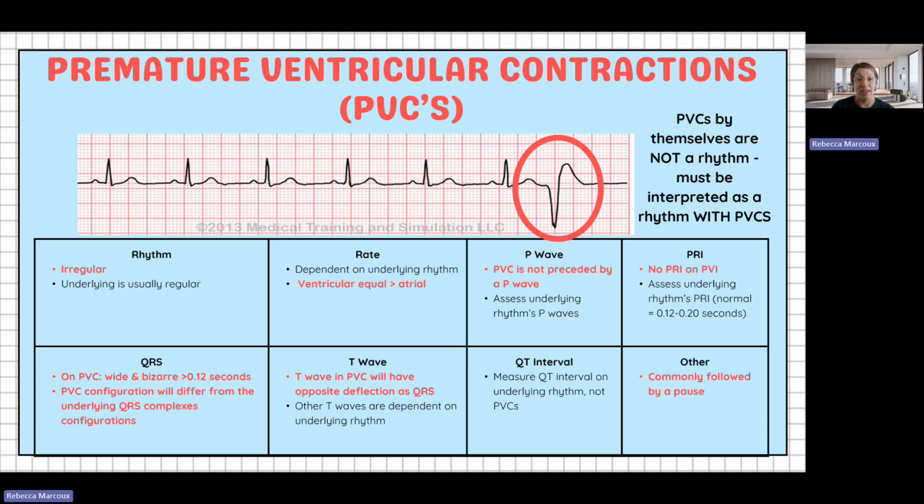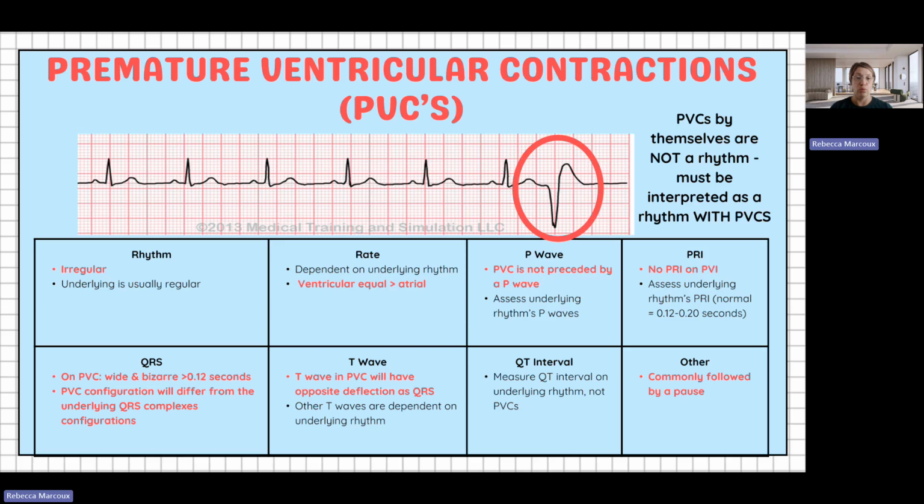The T waves, again, they're going to be discordant, in the opposite direction, in our PVC. The other T waves, again, are dependent on our underlying rhythm. When we're measuring our QT interval, we're going to measure it on the underlying rhythm, not on the PVC. And under other components, the other thing that you'll generally see is a pause after the PVC while the conduction highway resets and starts back into the normal sinus or the underlying rhythm.